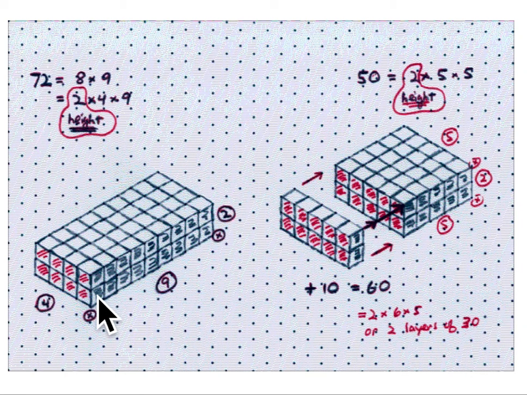So 2 units high, 4 units wide, and 9 units long. Or a factoring of 50: 2 times 5 times 5. So 2 units high, and it's 5 wide and 5 long. 1, 2, 3, 4, 5. Oh, I'm showing another group of 10 to make it 60. So 2 times 6 times 5, or 2 layers of 30. So different ways to look at factoring.